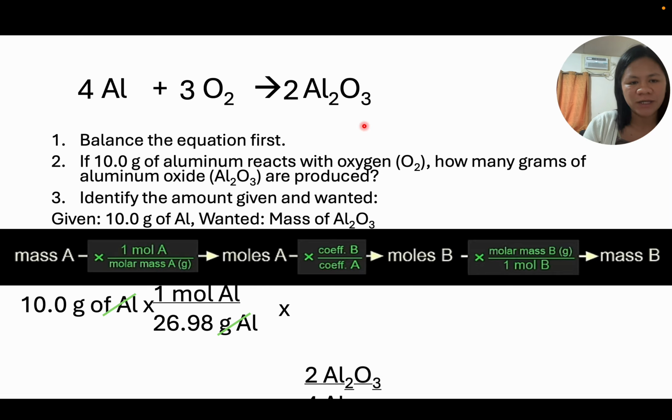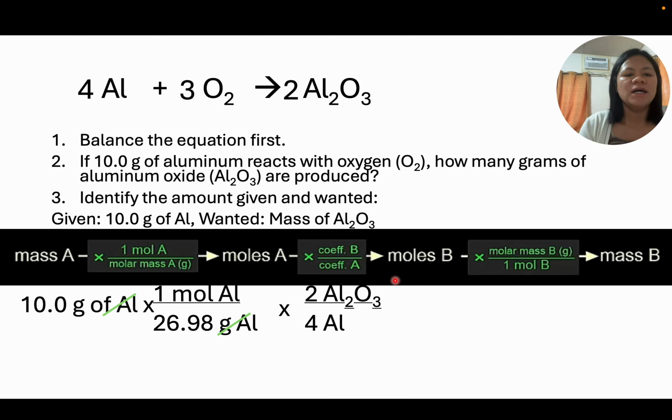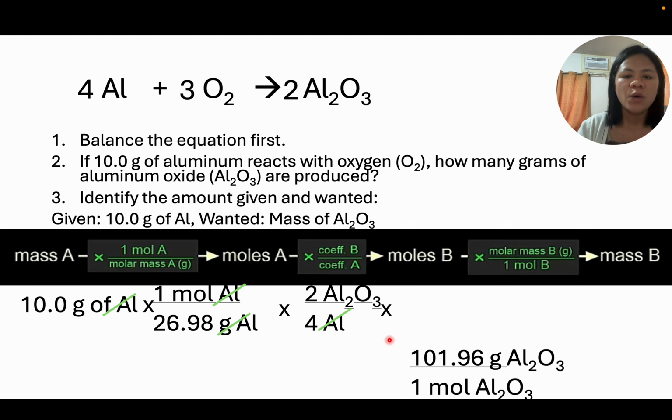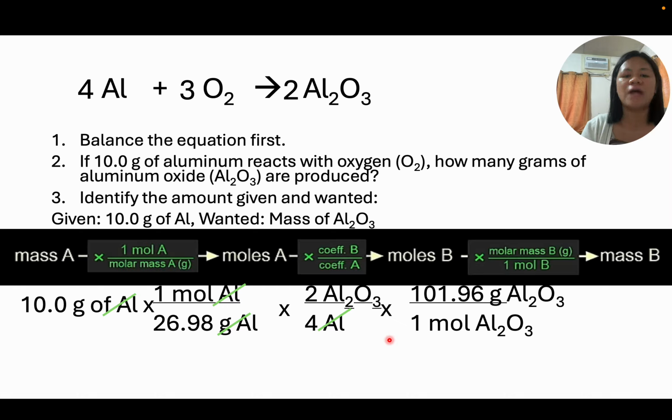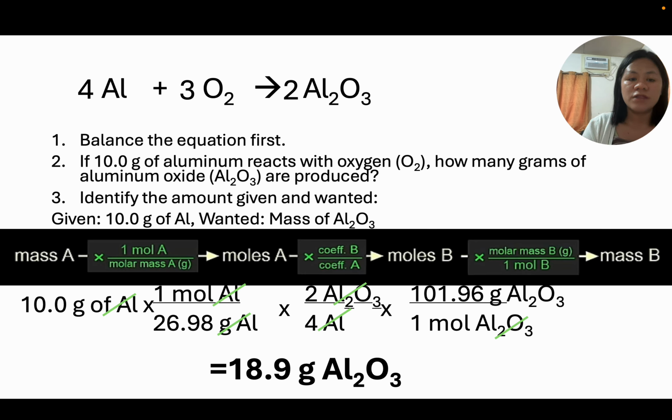By the way, cancel pala muna. Okay, so yan. So we place the aluminum, of course, sa denominator in order for us to cancel this as well. And then we're gonna be multiplying this into the molar mass na of this Al2O3, which is 101.96 grams. And of course, we're gonna put the mole sa baba in order for us to cancel this. So if we multiply that, 10 times 1 times 2 times 101.96 divided by 26.98 divided by 4 and divided by 1, we're gonna get 18.9 grams of Al2O3.